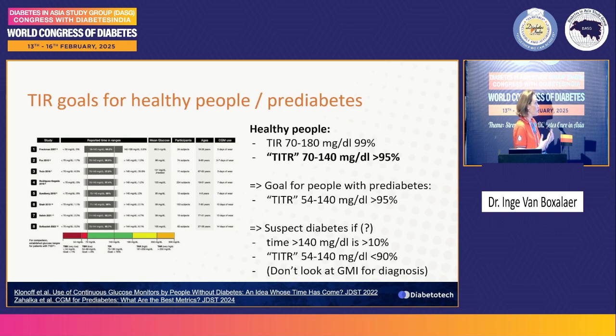So if you have a person with pre-diabetes, the goal is to get that time in tight range, 70 to 140, or 54 and 140, above 95%. And if you see that the time in tight range is below 90%, it's time to check this person for diabetes with the general measures like blood glucose, HbA1c, or fasting glucose. It's important in this group not to look at the GMI, because if you have a well-regulated person, the GMI cannot be used for a diagnosis.